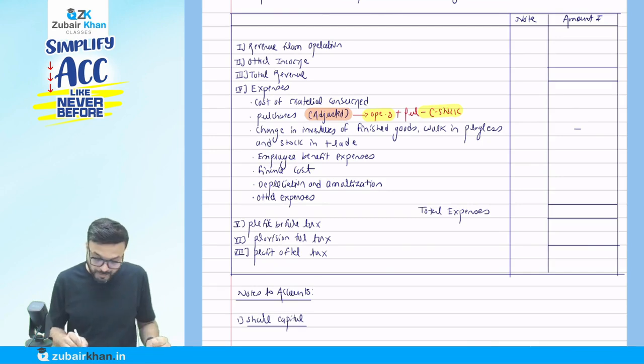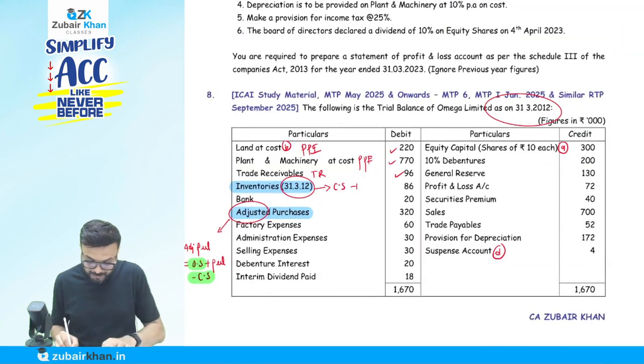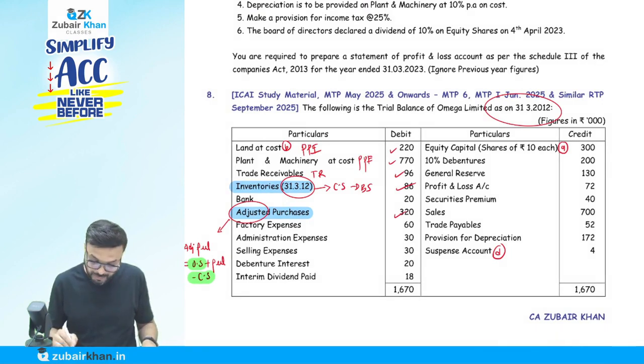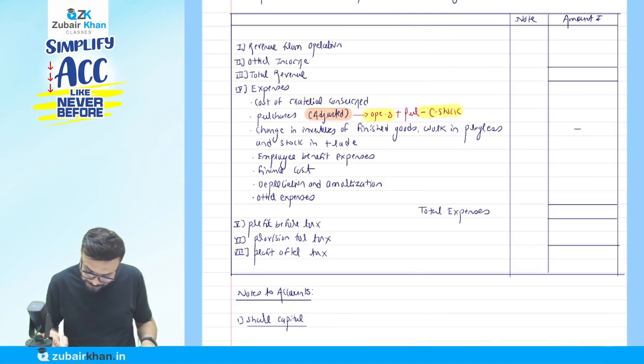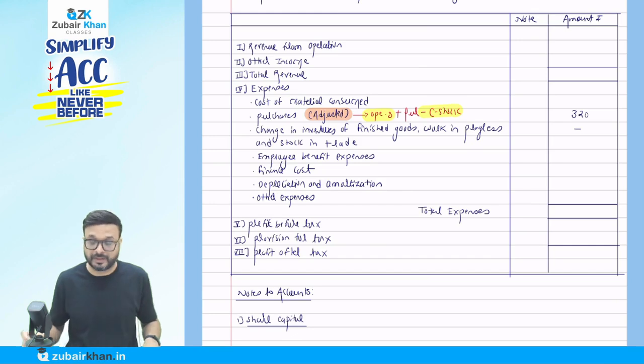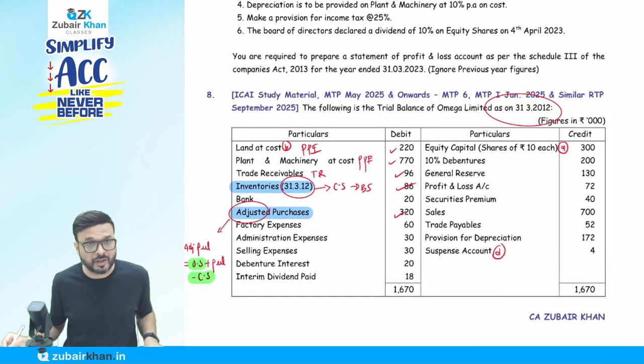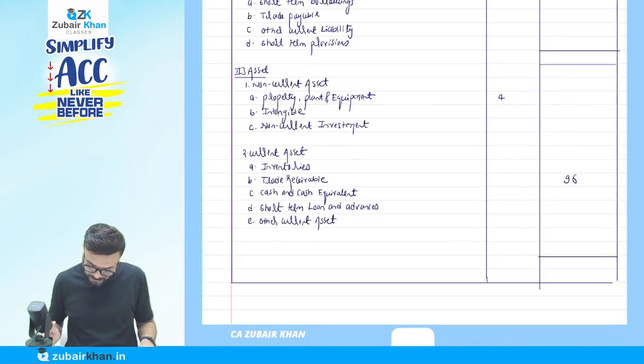Now this closing stock will come in the balance sheet directly. How much is it? 86. We'll write adjusted purchase also, don't worry. That is how much? 320. So here you will write 320. Okay, done. Then we have inventories, how much is it? 86. So go to the balance sheet and write inventories 86.